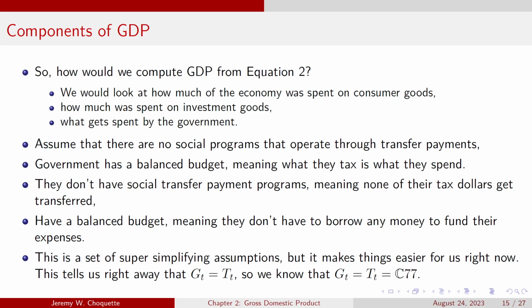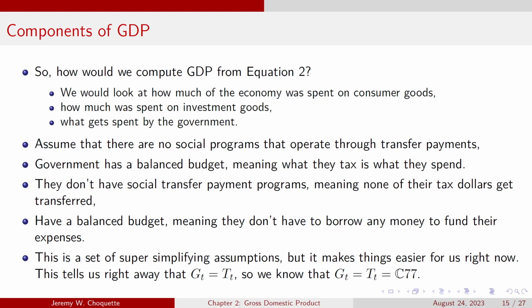Now, if they don't have social transfer payment programs, none of the tax dollars are getting transferred. So it's not like I'm doing a Robin Hood where I'm going to steal from the rich and give to the poor or anything like that. That's not happening, right? The only taxes that are getting extracted by the government are going to fund government programs like roads or the military, things like that. Now, we're also going to assume that the government's got a balanced budget. And what that means is that they don't have to borrow any money to fund their expenses. It'd be nice if that was happening in the real world.